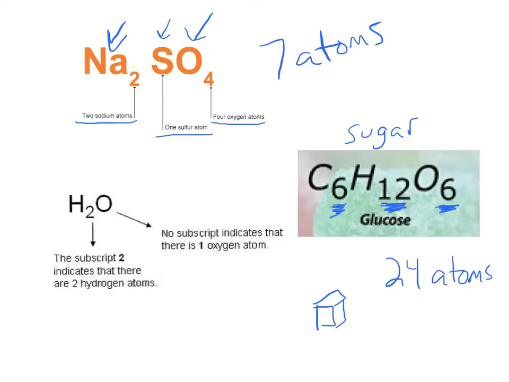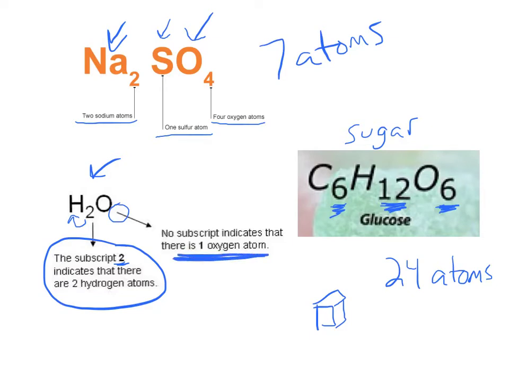So these numbers here, and we're going to look at water now, they're called subscripts. And in the example for water, the 2 indicates the number of hydrogens. And if there is no subscript after a symbol, then it's 1 understood. So no subscript indicates just one atom. So in a molecule of water, there are 3 atoms total, 2 hydrogens and 1 oxygen.